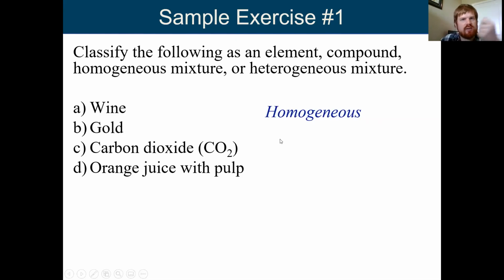You can see through it. You can see through a white wine anyway, right? So all of the components are dissolved in the water. So it's a homogeneous mixture.